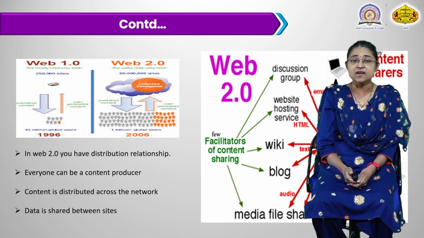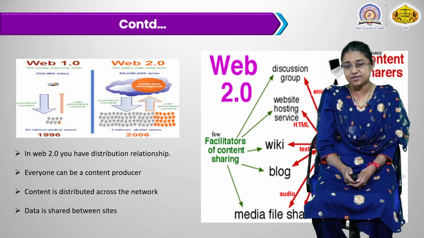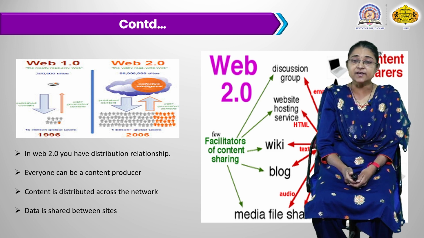You can see the difference. Earlier in Web 1.0, there were few producers and few consumers. But with the advancement from Web 1.0 to Web 2.0, both the producers and consumers have increased a lot. In 2.0, you have a distribution relationship. Everyone can be a content producer. Anyone can write, anyone can share his or her content using the web. Content is distributed across the network. Data is shared between the sites. Earlier it was not possible.